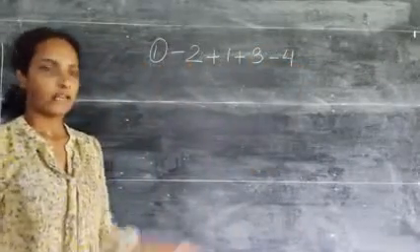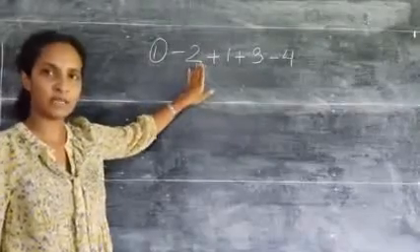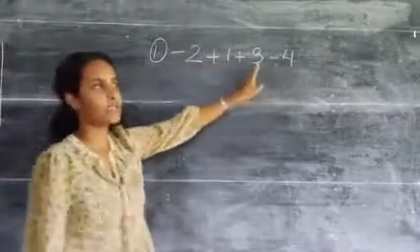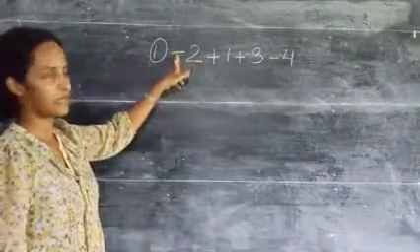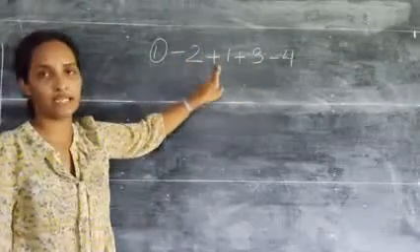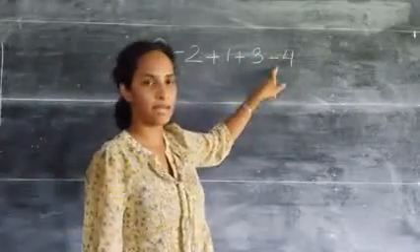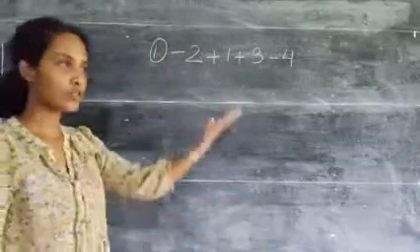How many numbers are there here? 4 numbers. What is the first number? 2, 1, 3 and 4. What is the sign of 2? Minus. What is the sign of 1? Plus. What is the sign of 3? Plus. What is the sign of 4? Minus, right? So we have 4 numbers.